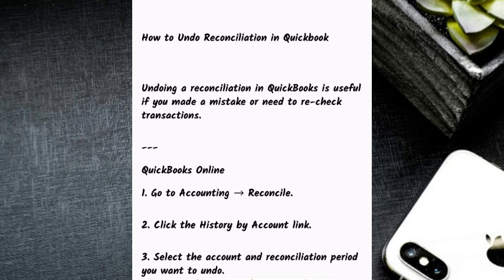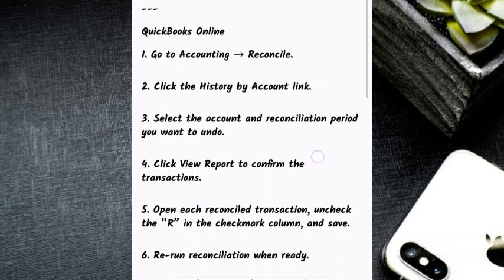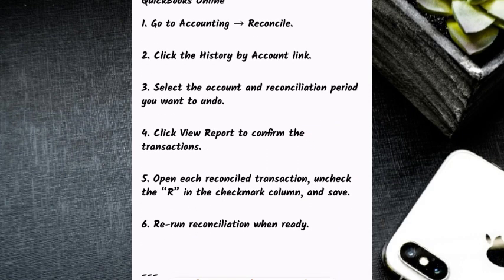So first, on QuickBooks Online, if you want to do this, just go to Accounting and then select Reconcile. Now you're going to click the History by Accounts link. Then select the account and reconciliation period that you want to undo. Click View Reports to confirm the transaction, and then open each reconciled transaction, uncheck the R in the checkmark column and save, and then rerun reconciliation whenever you're ready.